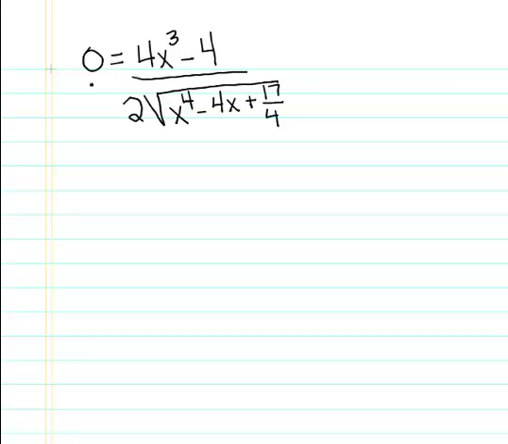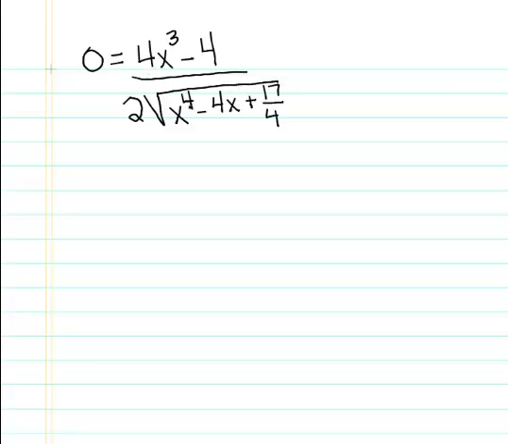What we were trying to do is find out where this derivative, (4x cubed minus 4) over 2 square root of (x to the fourth minus 4x plus 17 over 4), is equal to 0, or possibly where it's undefined. You're just going to have to take my word for it. We could do the work to find where this becomes division by 0, but the answer that we're looking for really comes from setting the numerator equal to 0.